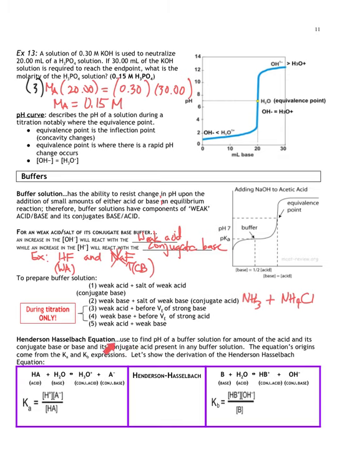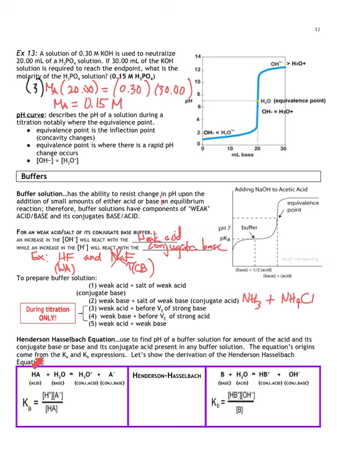When there's a buffer solution, we use an equation called the Henderson-Hasselbalch equation. It's kind of a mouthful, so we're going to say HH equation, okay? You use this equation to find the pH of that buffer solution so that you can figure out the amount of acid and its conjugate base, or base and its conjugate acid present in a buffer solution.